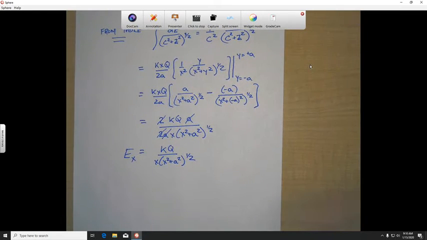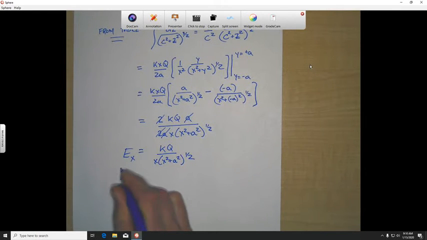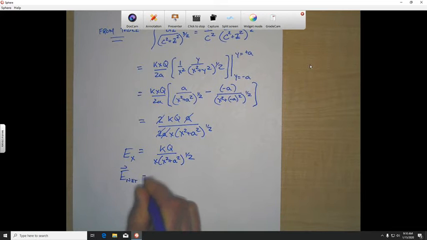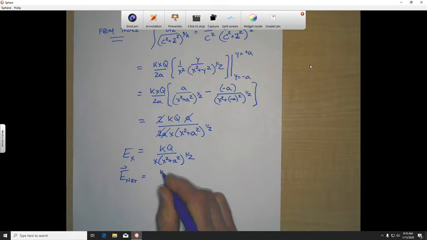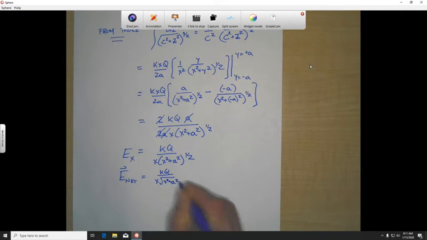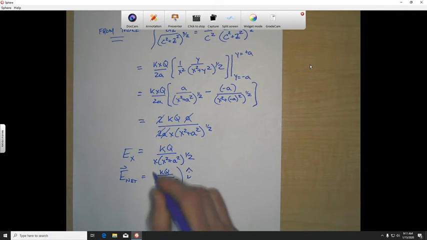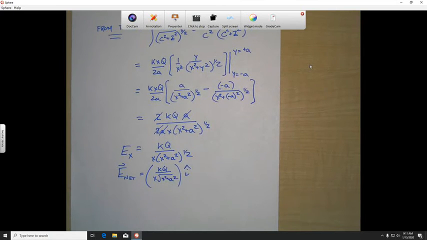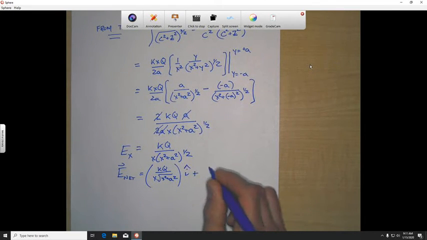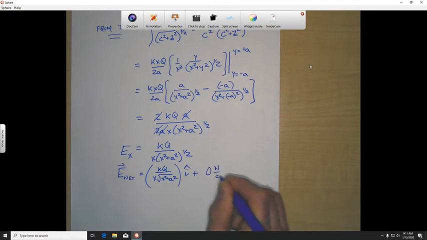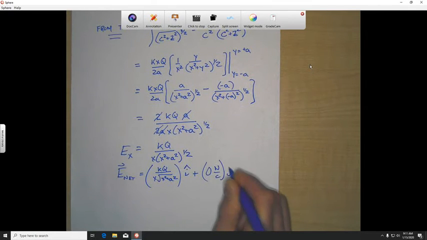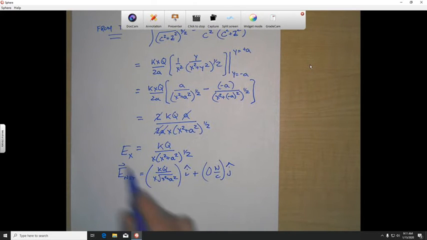Okay. If you want to be really complete, let's go back to our original expression, and now you can say that that term goes in front of the I hat, and I'm just going to write 0 newtons per coulomb in front of the J hat.